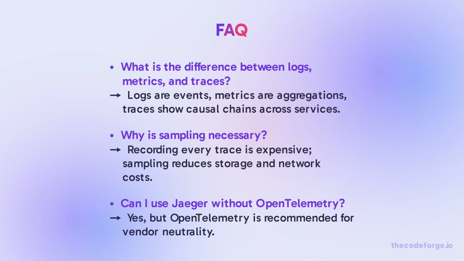And a few frequently asked questions. What is the difference between logs, metrics, and traces? Logs are events, metrics are aggregations, traces show causal chains across services. Why is sampling necessary? Recording every trace is expensive. Sampling reduces storage and network costs. Can I use Jaeger without OpenTelemetry? Yes, but OpenTelemetry is recommended for vendor neutrality.